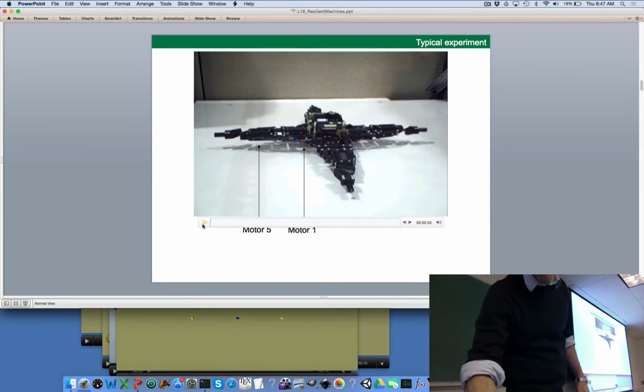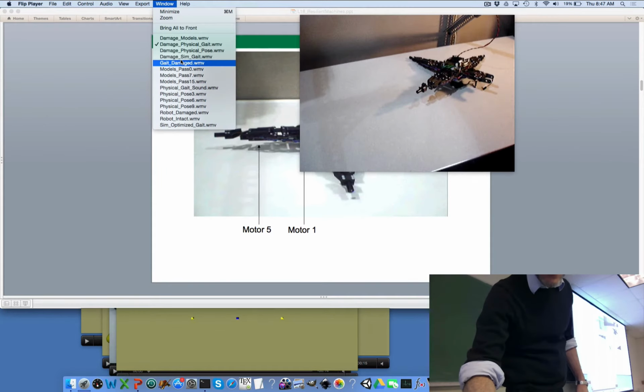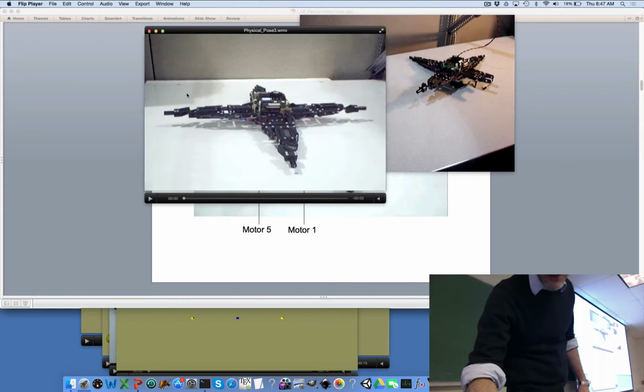Okay, let's see if this will play in here. No. I apologize, we're going to have to do this manually today. Physical pose 3. Okay, here we go.